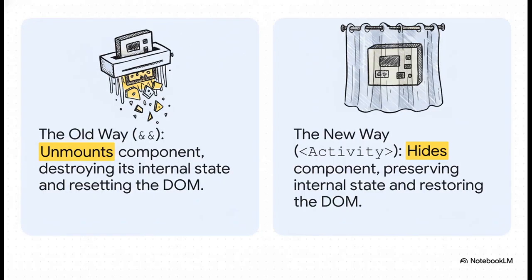So this slide right here gets straight to the heart of it. The way we've been doing things, with a classic and operator, it doesn't just hide your UI. It completely unmounts it, kicks it right out of the DOM. And that means its internal state is totally destroyed, the DOM state is reset. It's like a full reboot every single time. But Activity, well, it takes a totally different approach. Instead of unmounting, it simply hides the component. It's still there, preserving all its state and the DOM, just waiting to be shown again.